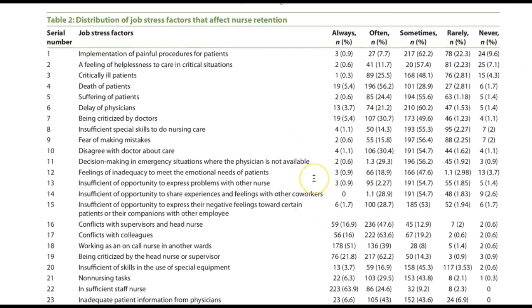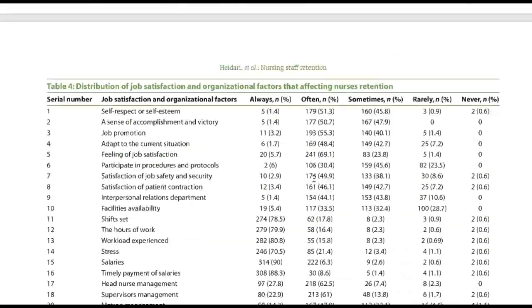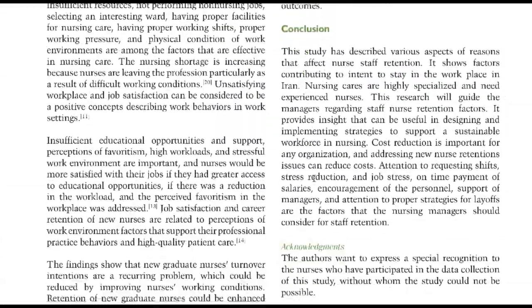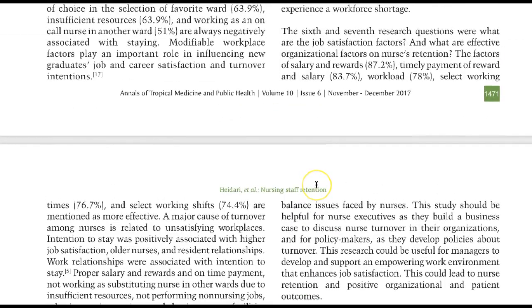and then some really good examples of the stress factors that were listed in the survey. Lots of great numbers and a conclusion section. So again, quantitative research, all about the statistics and the analysis of numerical information.